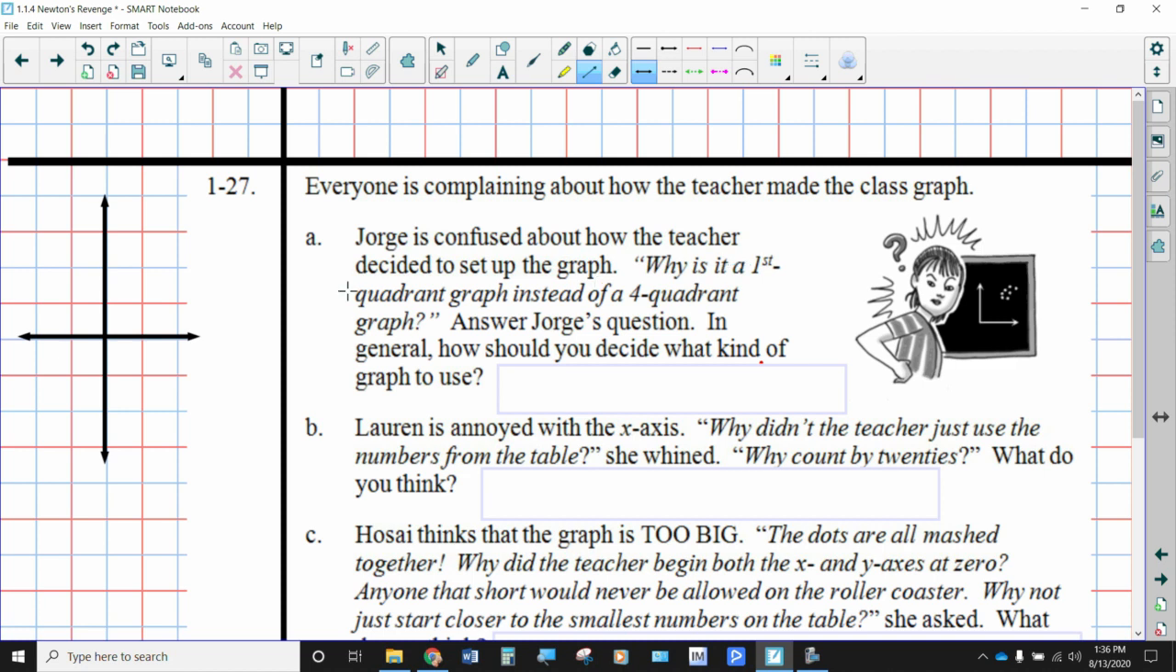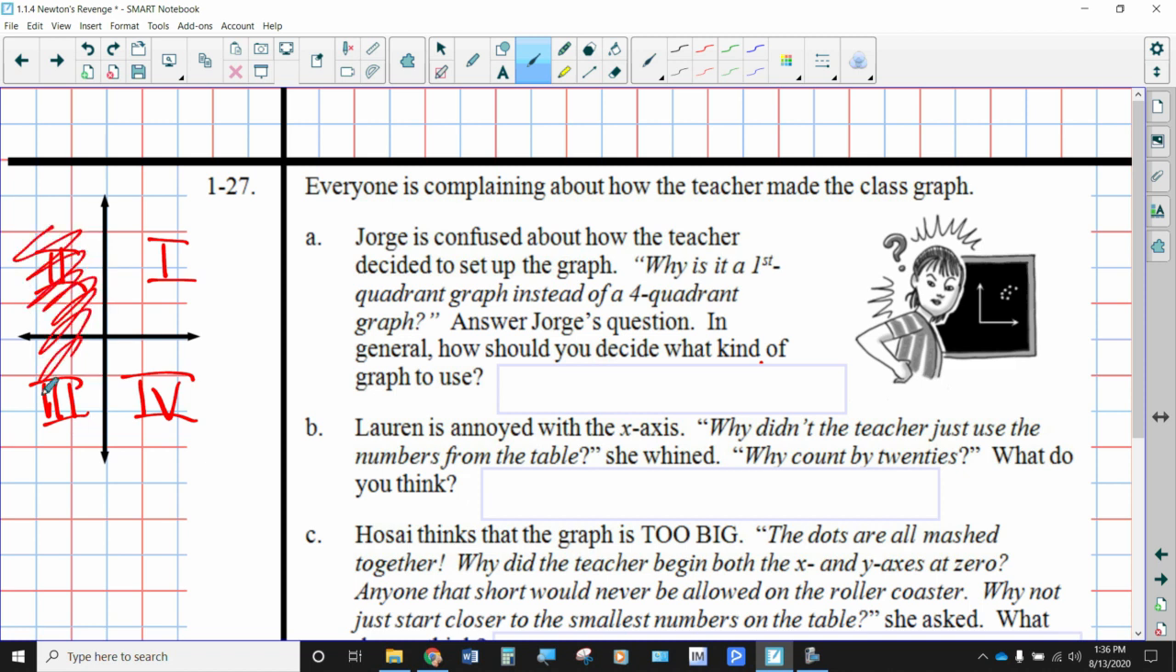A first quadrant graph, remember the first quadrant is right there. This is the second quadrant. This is the third quadrant of our coordinate grid, and this is the fourth. We don't need any of the negative values because nobody's measuring a negative height or a negative reach for this particular activity. So what's the point of having all of these? Let's just stick to an L-shaped graph that only has the positives.